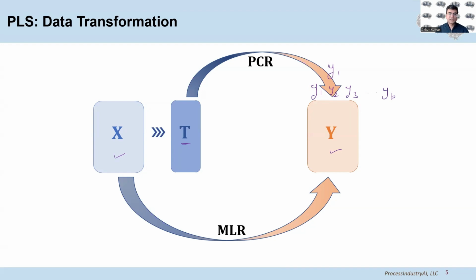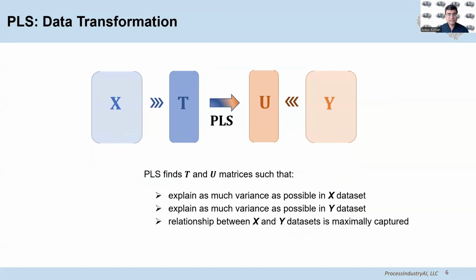Another very interesting approach is the one adopted by PLS, where it first transforms X into the score matrix T, Y into the score matrix U, and then relates the T score matrix to the U score matrix. The trick that is used by PLS is that it finds these score matrices T and U in such a way that it can explain as much variance as possible in the X dataset, explain as much variance as possible in the Y dataset, and the relationship between the X and the Y datasets is maximally captured. Alright, so far you are with me, right?